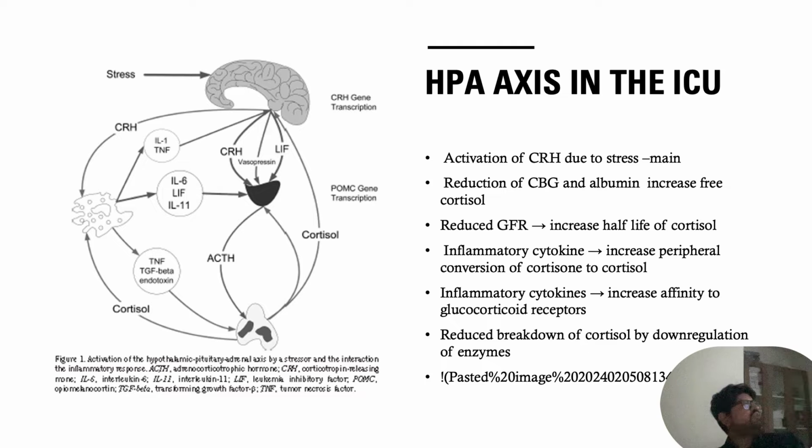There is also reduced GFR, which increases the half life of cortisol. So that free cortisol is there, and the half life is also increased, right? Then of course there are inflammatory cytokines, which have an independent mechanism of activating cortisol. So it converts the inactive cortisol to the active form peripherally, right? And then there is reduced breakdown of cortisol by regulatory enzymes. So these are all reasons why there is a physiological change in an ICU setting, which is not so in a non-critically ill patient, right? Your interpretation of an ICU patient is different.